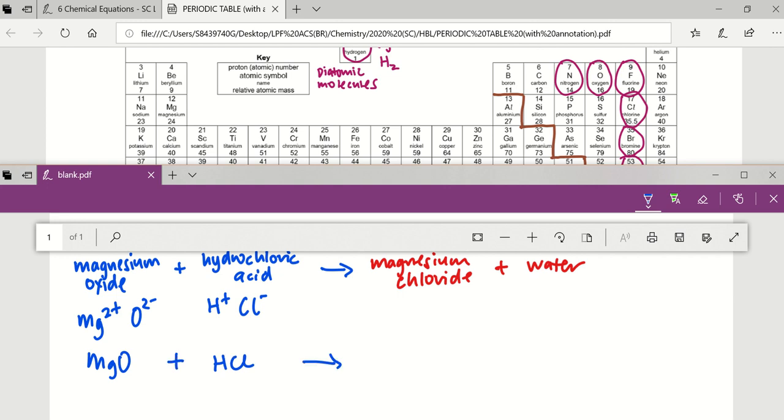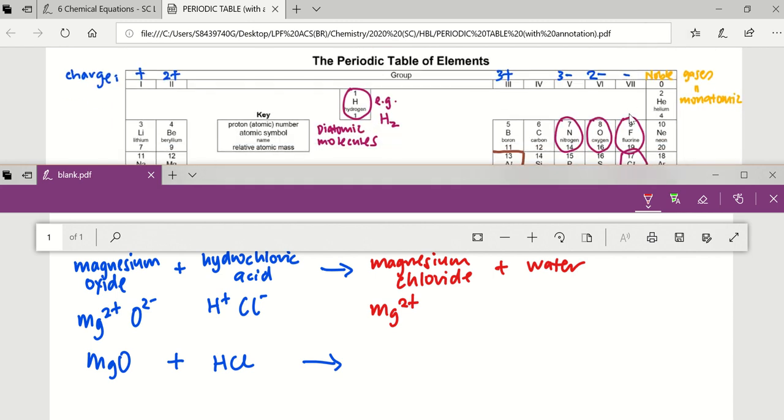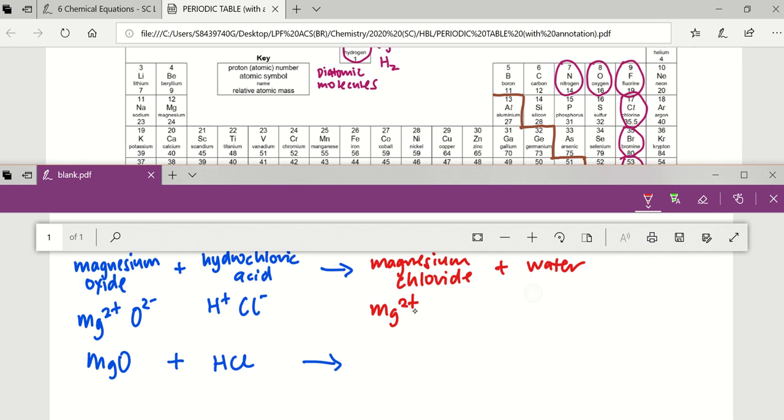Okay, and on the other side of the equation, I have magnesium chloride. Again, this is group 2 for magnesium, so I've got Mg2+. Cl from the periodic table, you can see that it is group 7. Okay, so this is Cl-. So our formula, when you cross it over, this is MgCl2 plus water. Water, you should know, right? Water is just H2O.